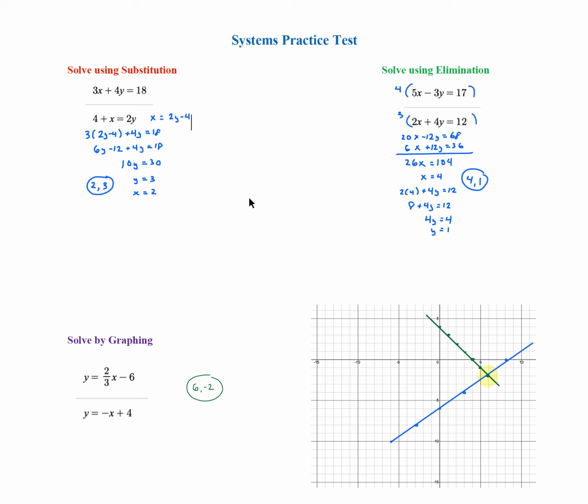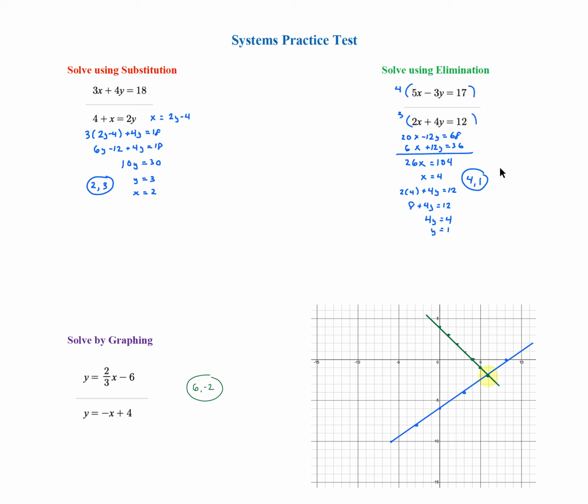Next one, elimination. This is elimination because look how nicely they're lined up: x's, y's, equals, numbers. I decided to eliminate y. No reason, I could have eliminated x. I multiply the top equation by 4, which is what I'm telling you to do here, and the bottom equation by 3. That will give me a negative 12y and then a positive 12y, and then when I add these equations, I eliminate y, and then I'm just going to have x.